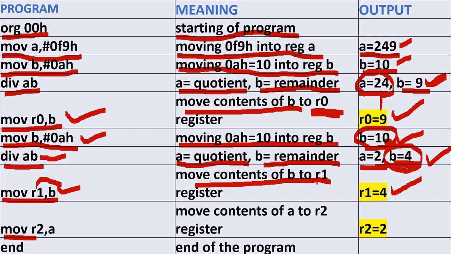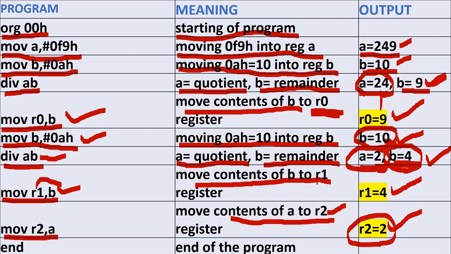Now the next step is MOV R2, A. That is, we are moving the contents of register A to the R2 register. So if you observe the previous steps, in the A register you have 2, and therefore in the R2 register the value of register A, that is 2, will be moved, and therefore I will get R2 is equal to 2. So if you observe here, in register R2 I am getting 2, in register R1 I am getting 4, and in register R0 I am getting 9.